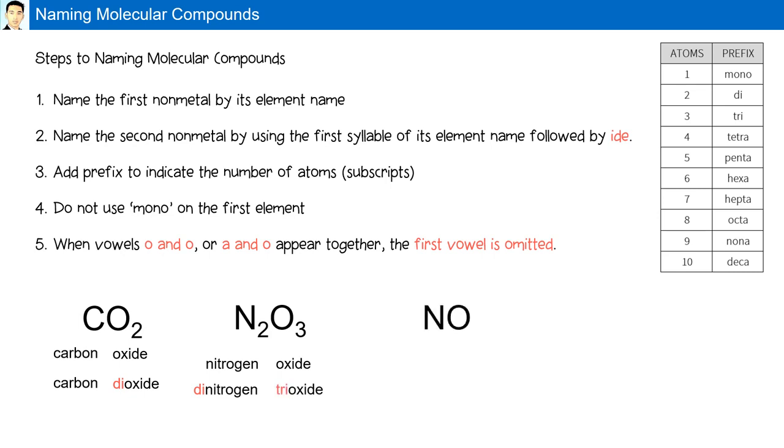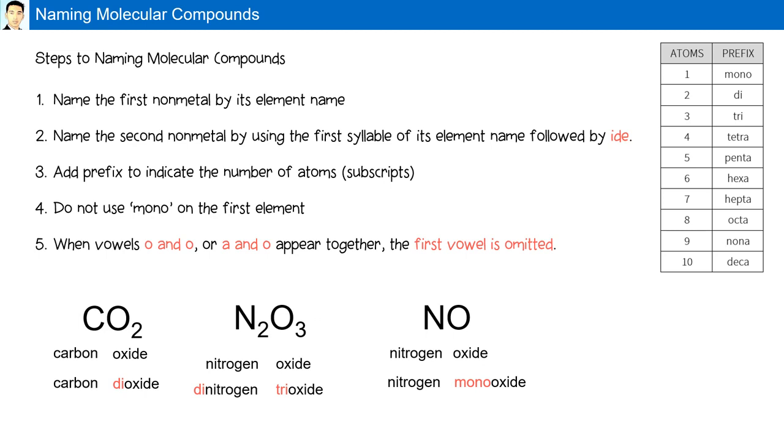Another example, NO. Nitrogen and oxygen, the oxygen becomes oxide. Next, we need to indicate how many atoms are present. For nitrogen, there is 1, then mono is omitted. For oxygen, there is 1, so it's called monoxide.